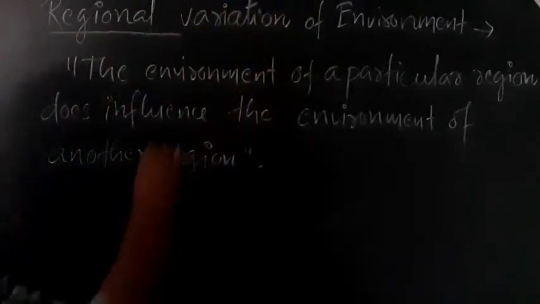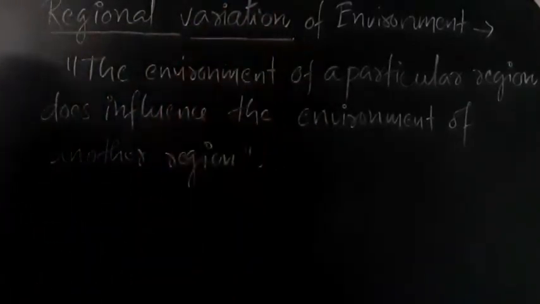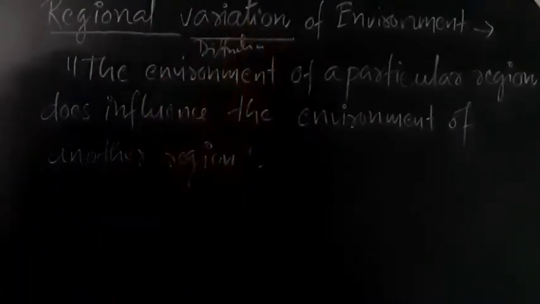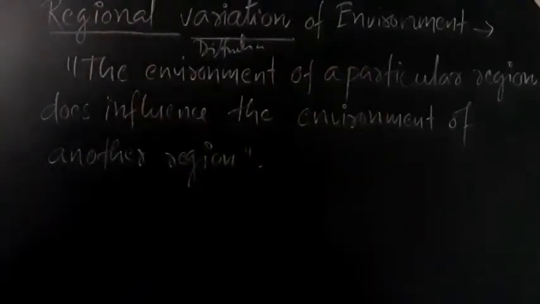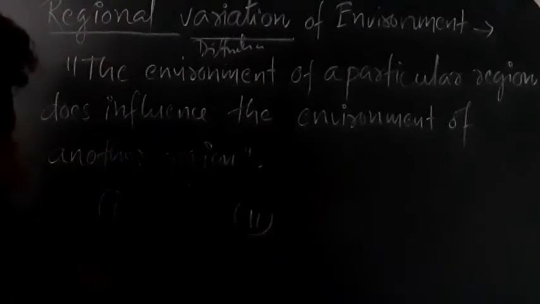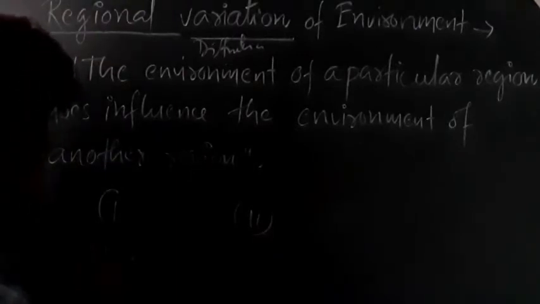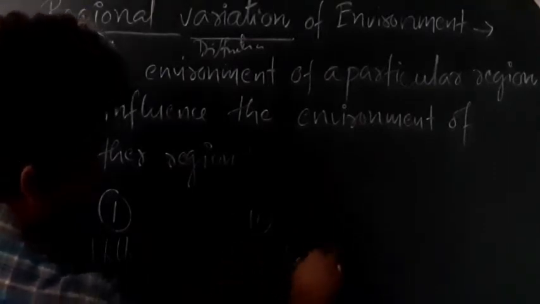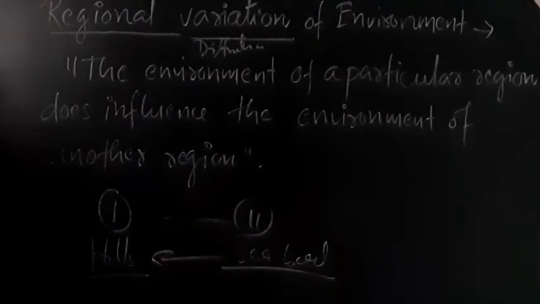So what is the meaning of variation? Variation means differentiation, right? So here we can write differentiation. Differentiation means variation. Variation means from one environment to another environment, from one region to another region. Suppose this is region 1, this is region 2. Suppose we are taking this as the region of the hills, okay? This is the region of the mountains, and this is the region of the sea beaches, right? We know these sea beaches are generally different from these hilly regions.